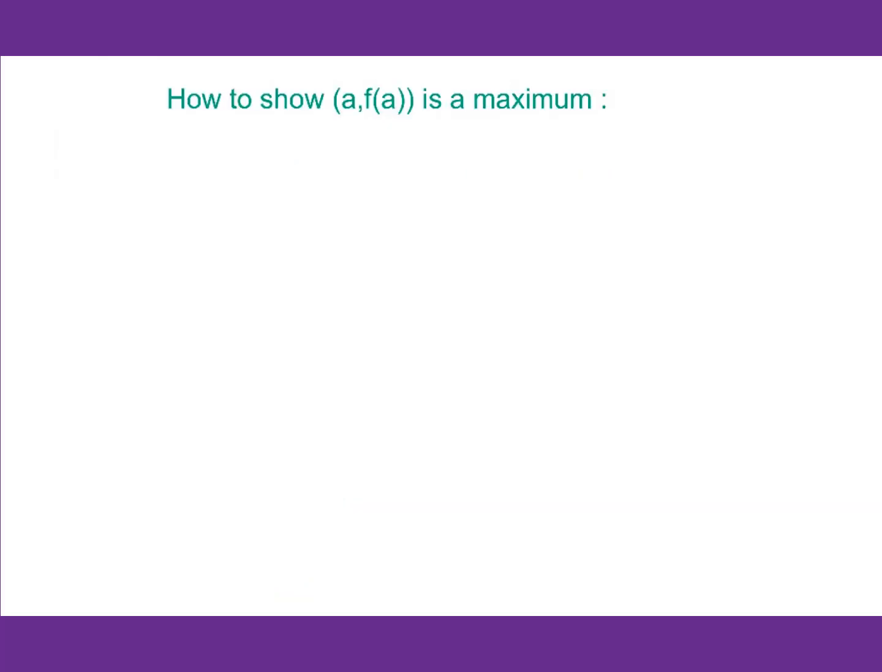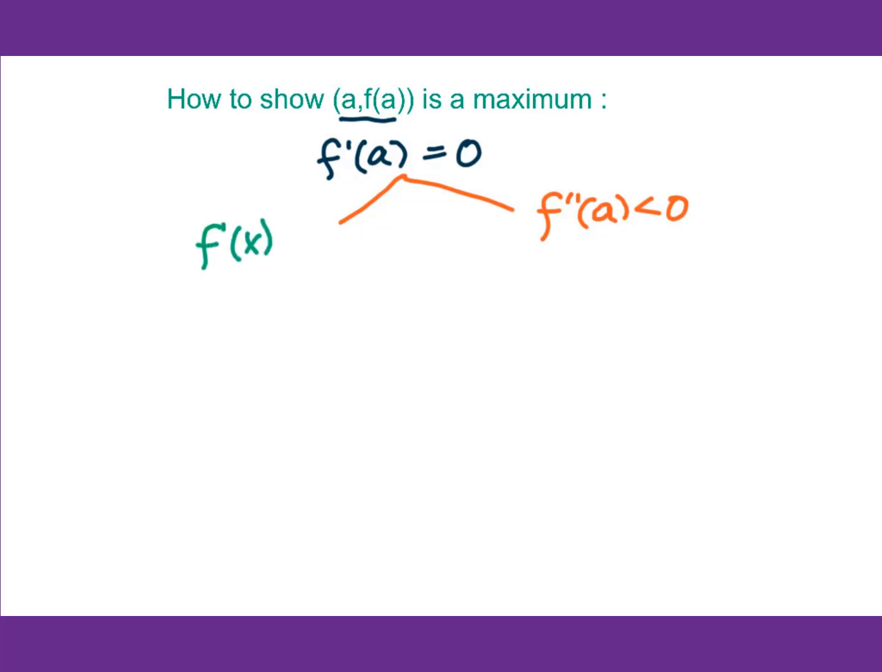So how to show f of a is a maximum point? We have to make sure the first derivative equal to 0. Then you can use the second derivative is less than 0. Or you can use the first derivative, do the sign diagram. There is a sign change. Or it could be like this.